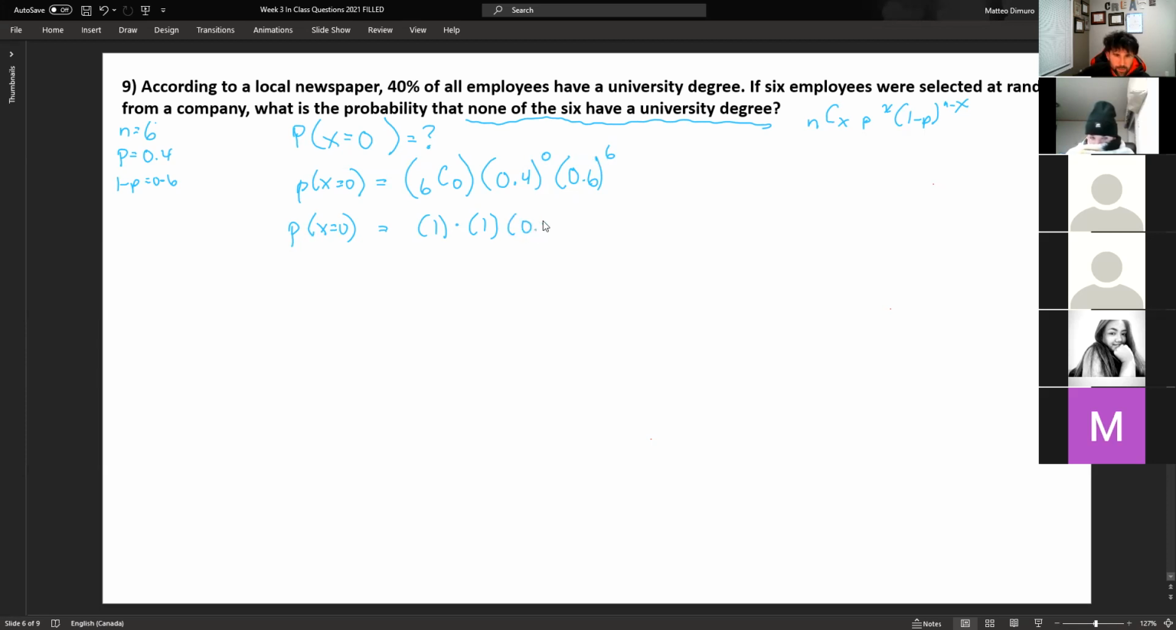That's 0.046656. There. Kept an extra decimal or 2. And then obviously when you multiply it all together, you're just going to get this. So keeping 4 decimals is good enough. So there you go. All right.